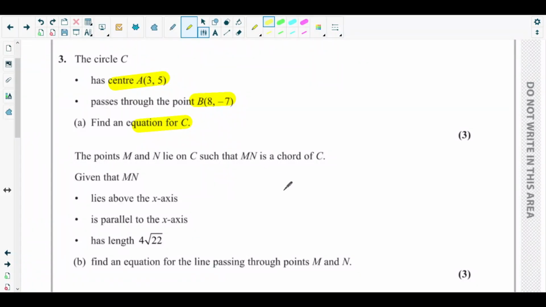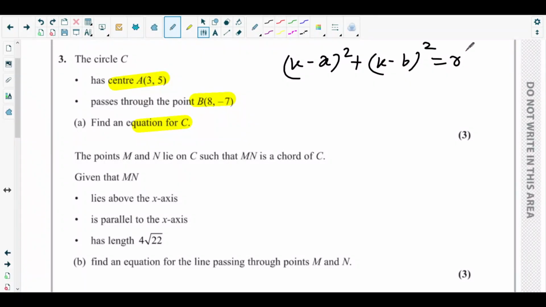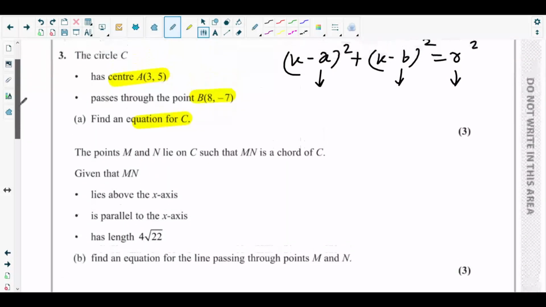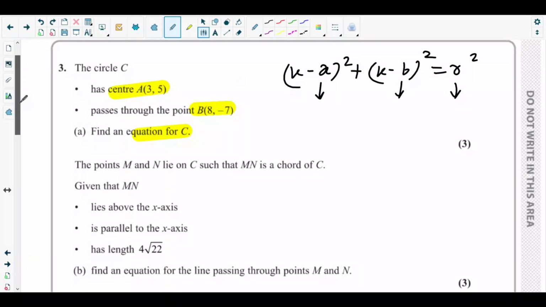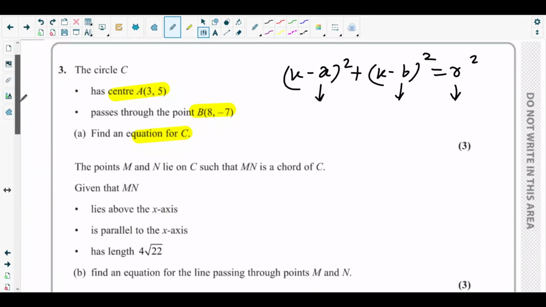So we need to find an equation for C. We know that a circle equation is always in the form of (x minus a) whole squared plus (y minus b) whole squared equals r squared, where a is the x coordinate of the center, b is the y coordinate of the center, and r is the radius. The x and y coordinates of the center are given, so we can easily get the values of a and b. Next remaining is the radius.